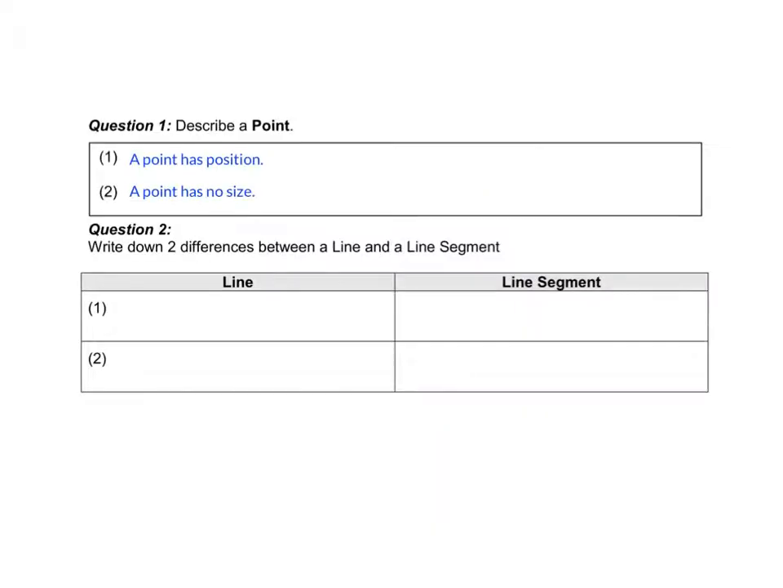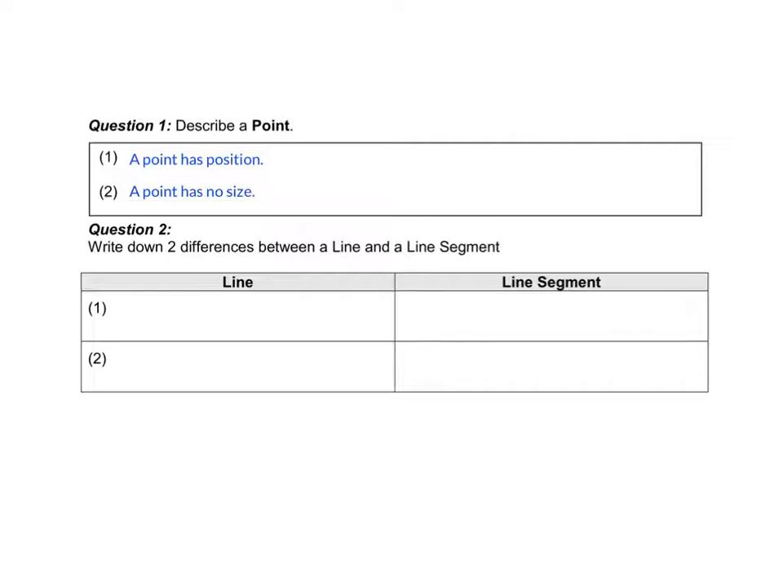Question number 1, describe a point. Now, what is a point? A point itself marks a particular position in a plane. So a point has only position, it has no particular size. And points can form a line or even a line segment.